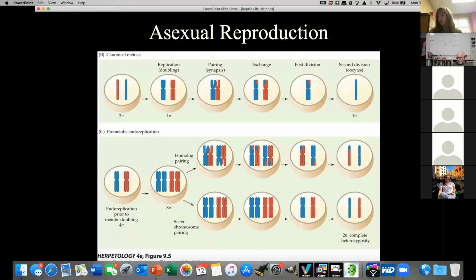So in, I think it's called kleptogenesis in the salamanders, I know it rejects the male genome. I don't understand how though. Like, because I imagine it happening like this versus.